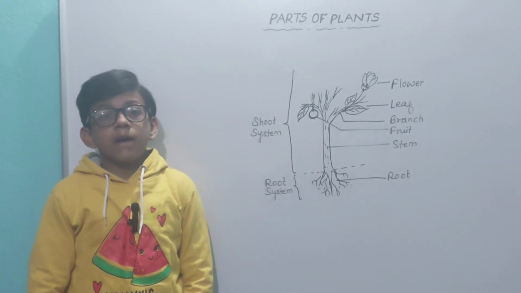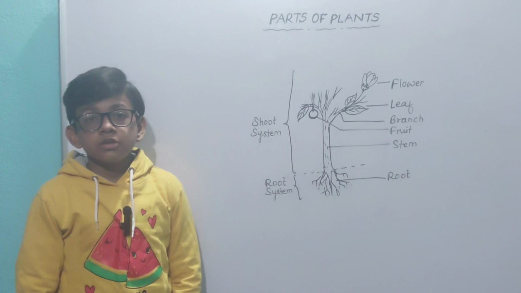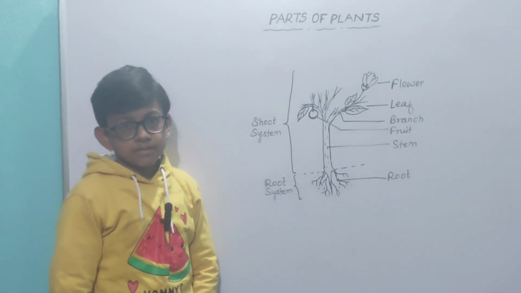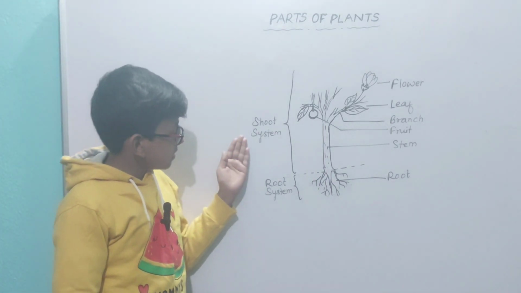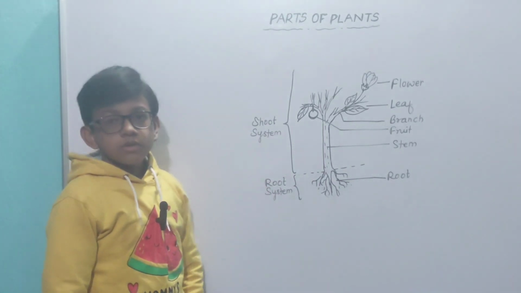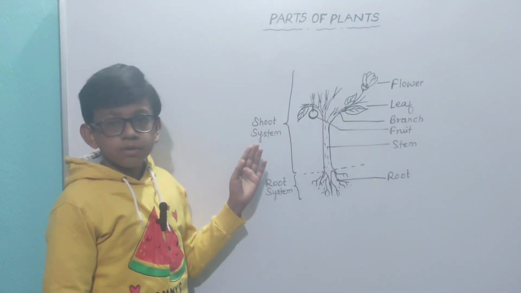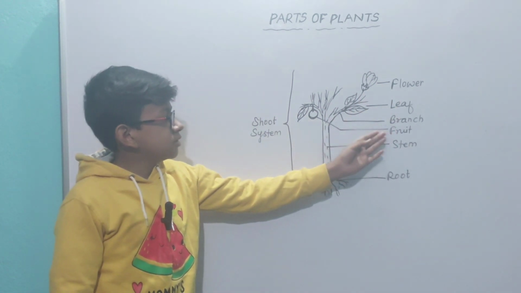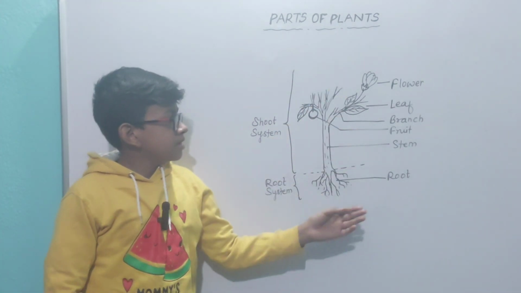In my previous video, I described different types of plants. Today, I am going to describe parts of plants. So let's start. Plants have mainly two systems: shoot system and root system. Root system is composed of root, and shoot system is composed of flower, leaf, branch, fruit and stem. We will know about them one by one.